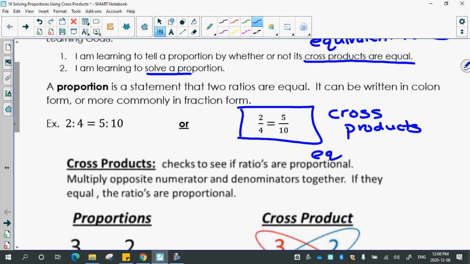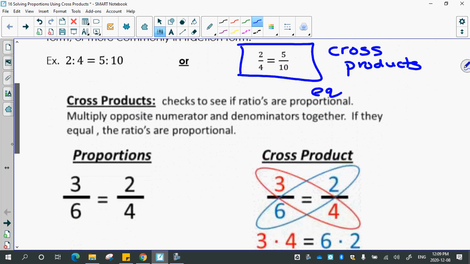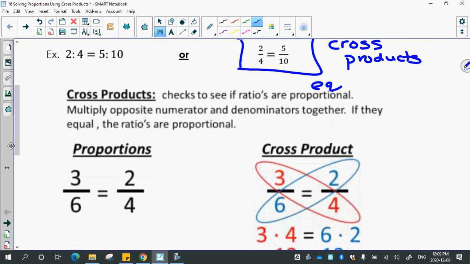A proportion is a statement that two ratios are equal. It can be written in colon form or fraction form, but for cross products, you want to use it in fraction form, okay? So cross products are a really quick way to check and see if you have equivalent ratios.